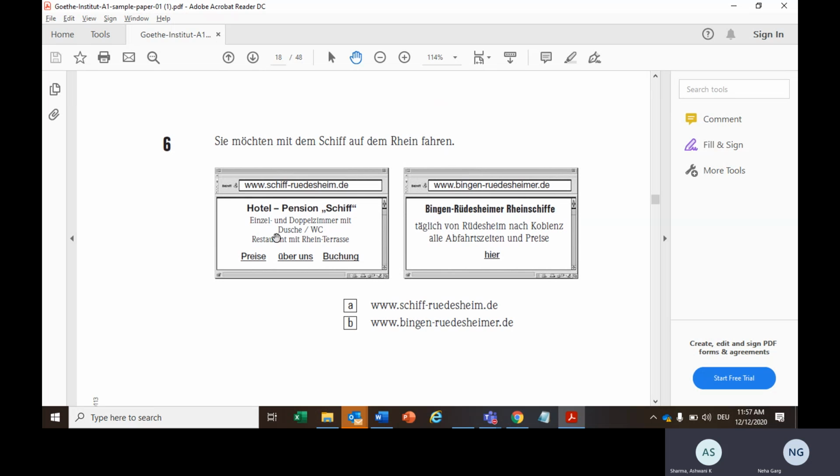Now, which information is correct? Which information will you look for, A or B? Read this and tell me the answer. Hotel Pension Schreif, Einzel und Doppelzimmer mit Dusche, Restaurant mit Rhein Terrasse. Another quick thing, Ashwini: when you read this information, hotel, Einzel, Doppelzimmer mit Dusche, did you get a hint what this information could be all about?